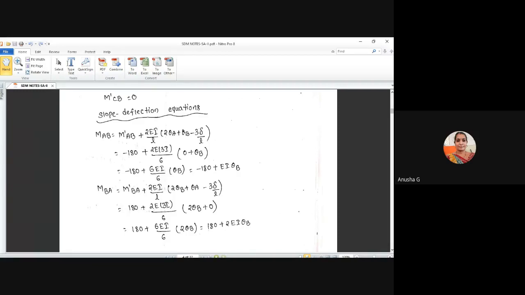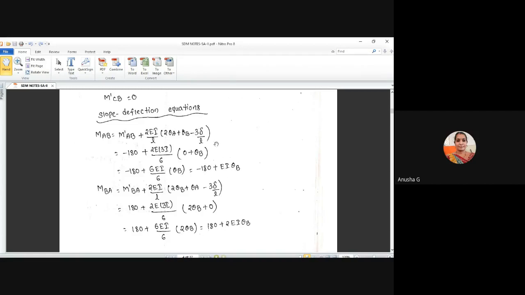The next step, step 2, note down, slope deflection equations. I have to take the slope deflection equation. MAB equals MFAB plus 2EI by L into 2 theta A plus theta B minus 3 delta by L. Here there is no deflection, that's why delta is 0. Theta A is fixed and theta C is fixed, that's why we'll get only theta B value here. In our equation, MAB equals minus 180 plus EI theta B.